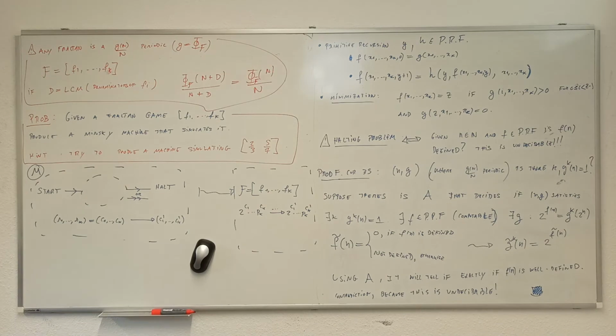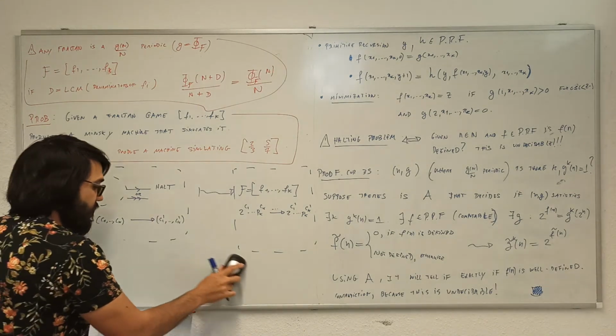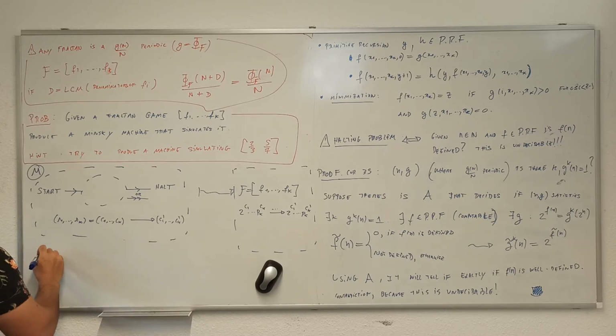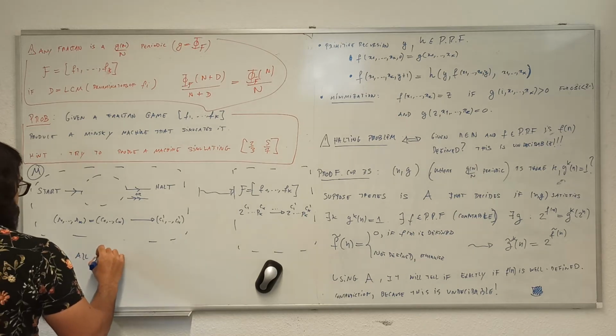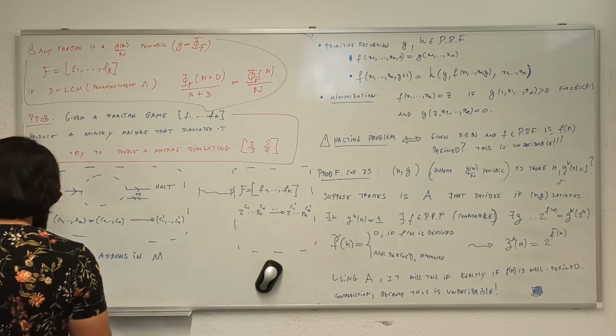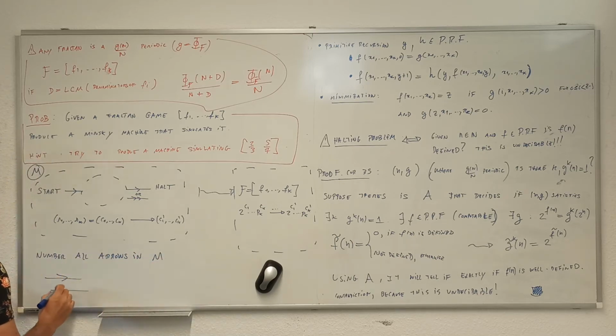Okay, so that would be the proper mapping. So how do you do it? First of all, you enumerate. So there will be an enumeration here. So you number all arrows in M. So maybe you have an arrow like this and an arrow like this.